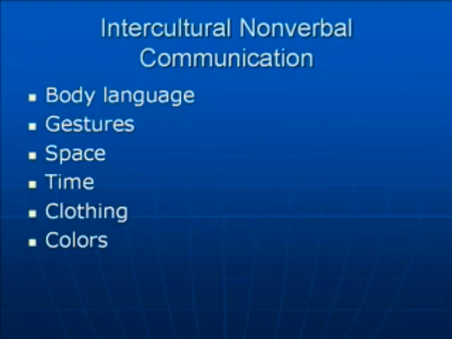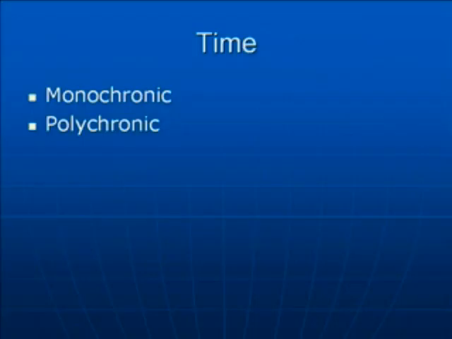Time, and we can divide time into monochronic and polychronic. We have clothing and colors, making sure that you wear the appropriate clothing, making sure that the colors that you wear are not offensive to that particular culture. Okay, so time. Monochronic refers to doing one thing at a time.